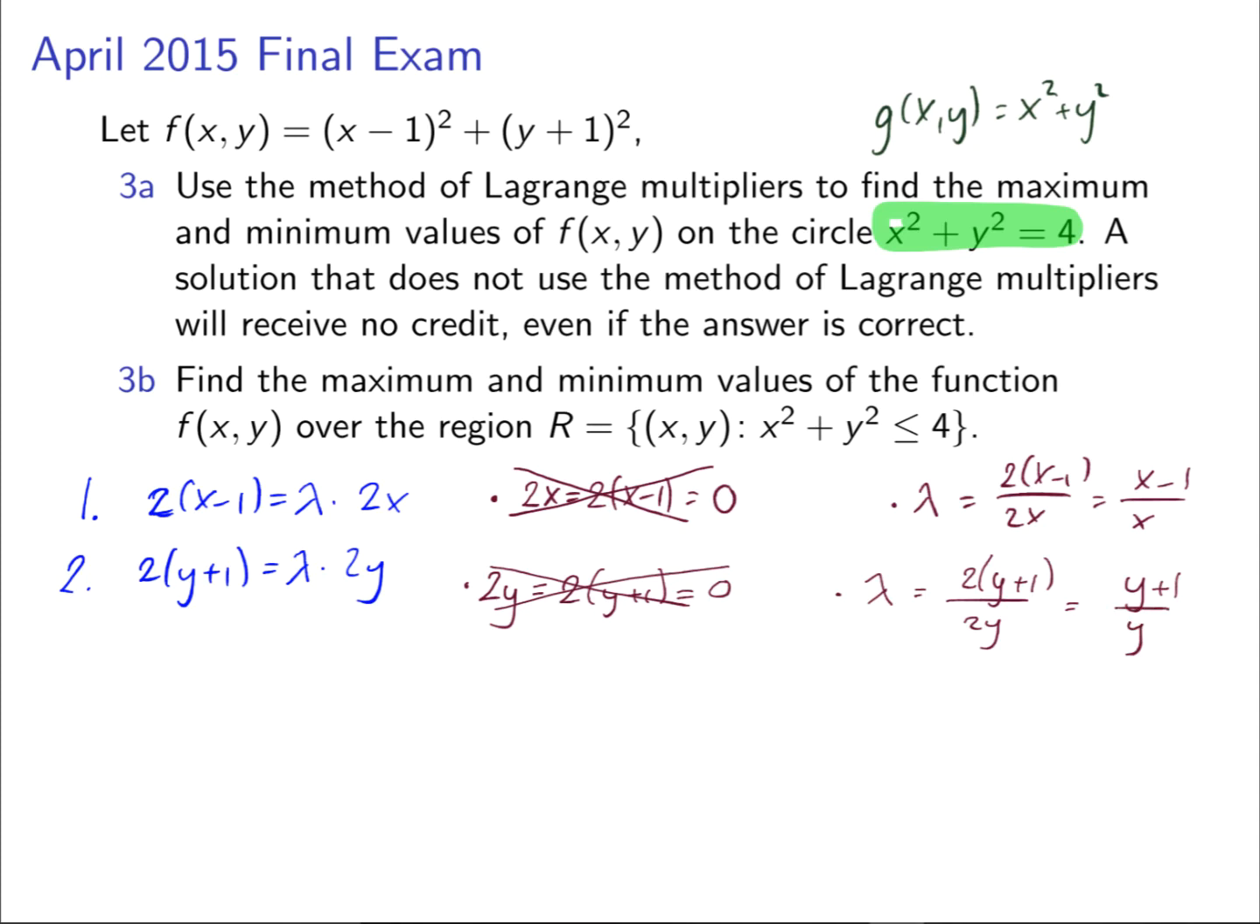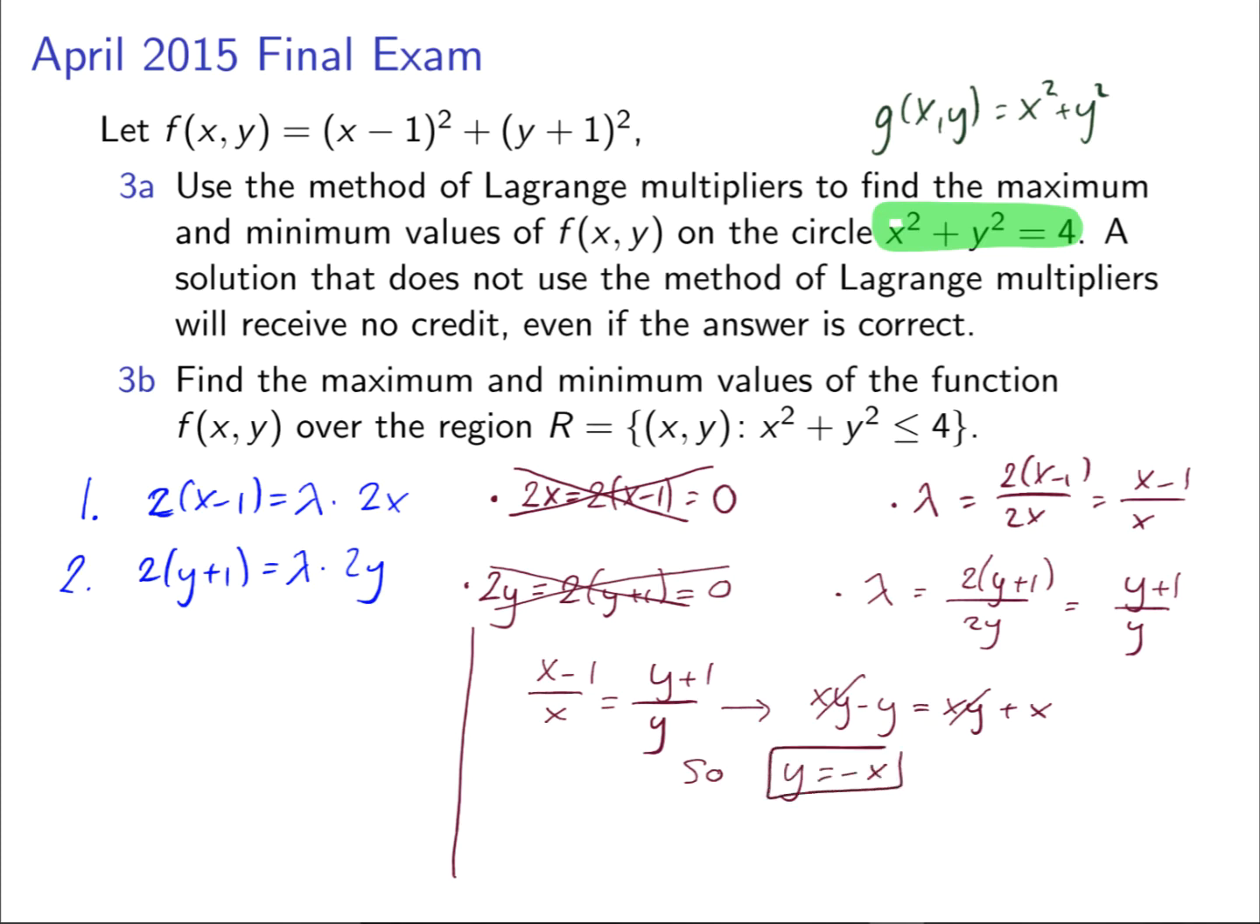So in order for both 1 and 2 to be true, it must be the case that x minus 1 over x is the same as y plus 1 over y, because lambda has to be the same in both of these two functions. This tells us x times y minus y is equal to x times y plus x. So y is equal to negative x. If y is equal to negative x, we can make the first two functions true by setting lambda to be this number, which will be the same as that number.